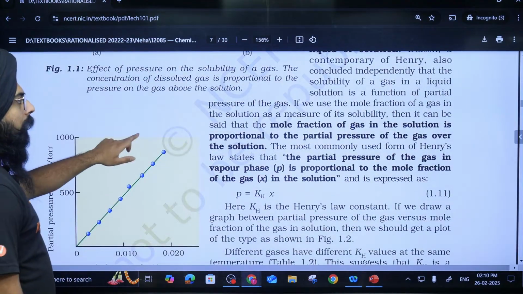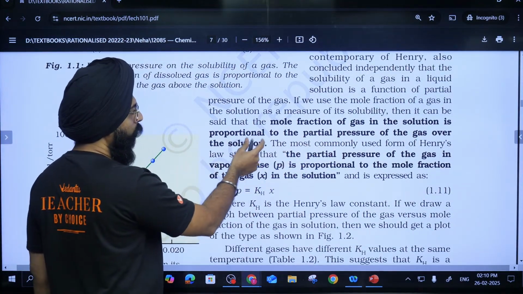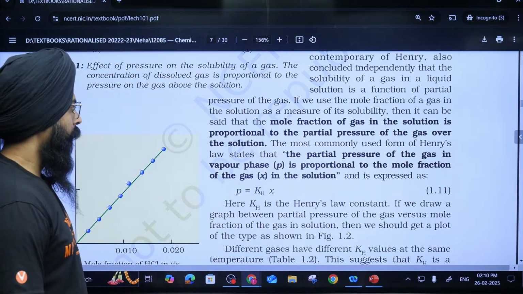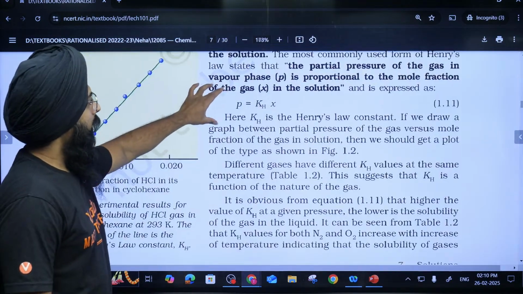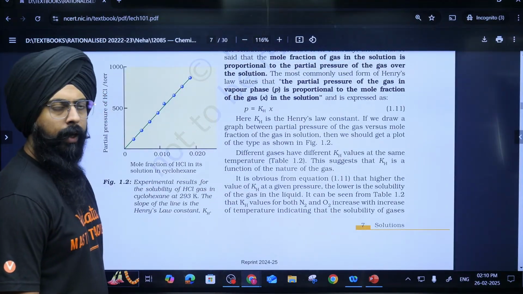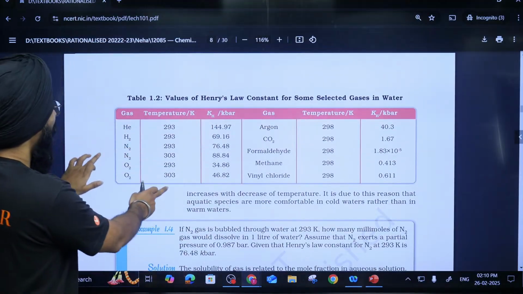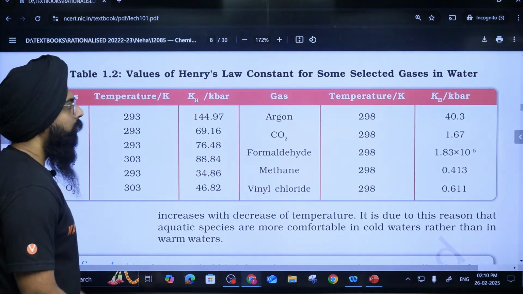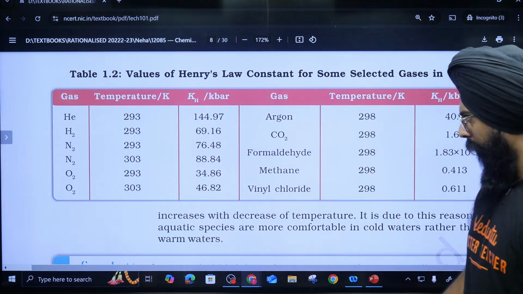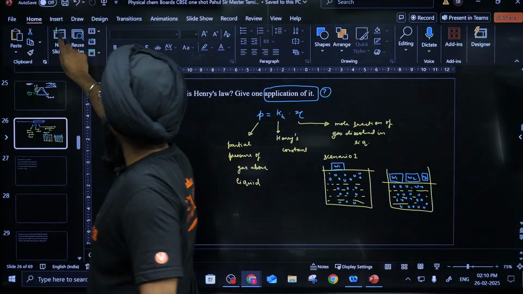In mathematics, it is written as the mole fraction of gas in the solution is proportional to the partial pressure of gas over the solution. P equal to KH into X. Okay. Very, very nice. Now the question is, how does the Henry's constant differ with temperature?